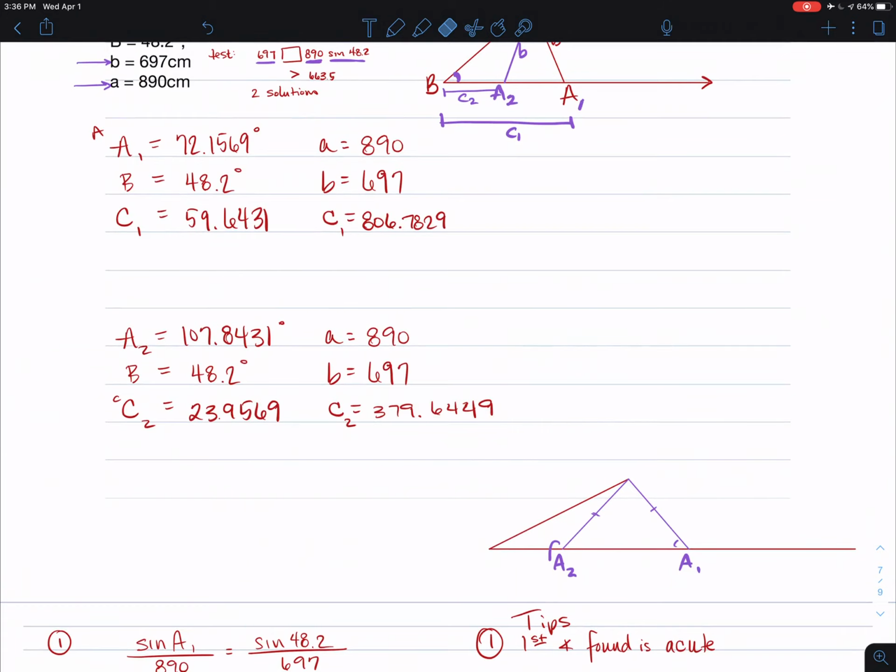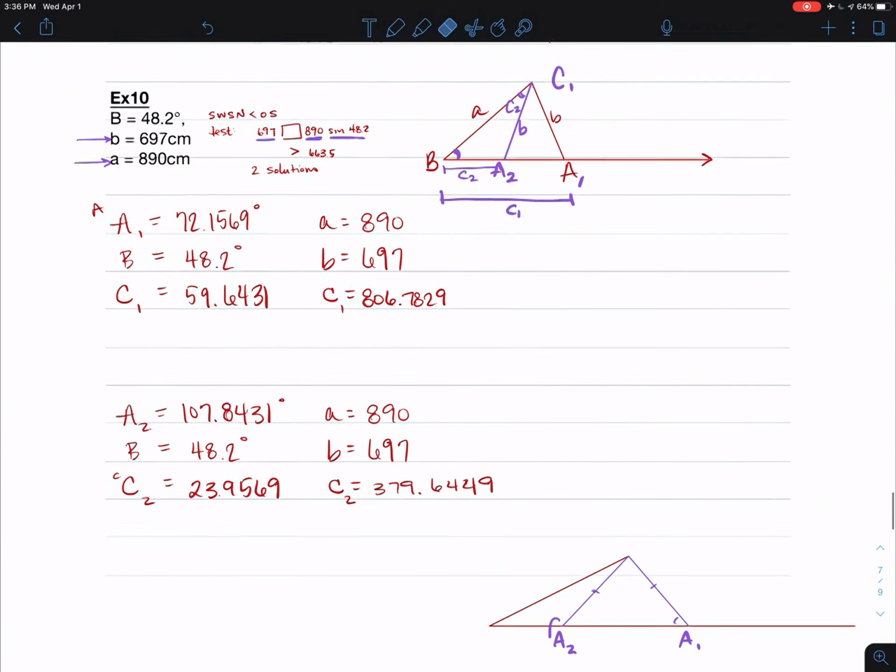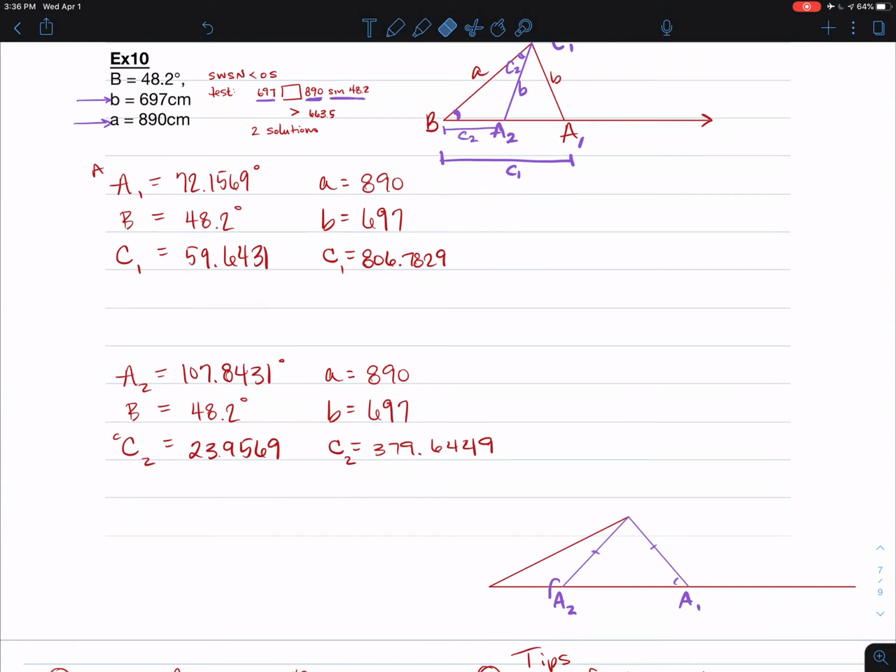You may have to watch this video a couple of times before you start getting the hang of the two solution triangle. I promise, you will have something like this on your test. So please make sure that you get a good hold of the ambiguous triangle.